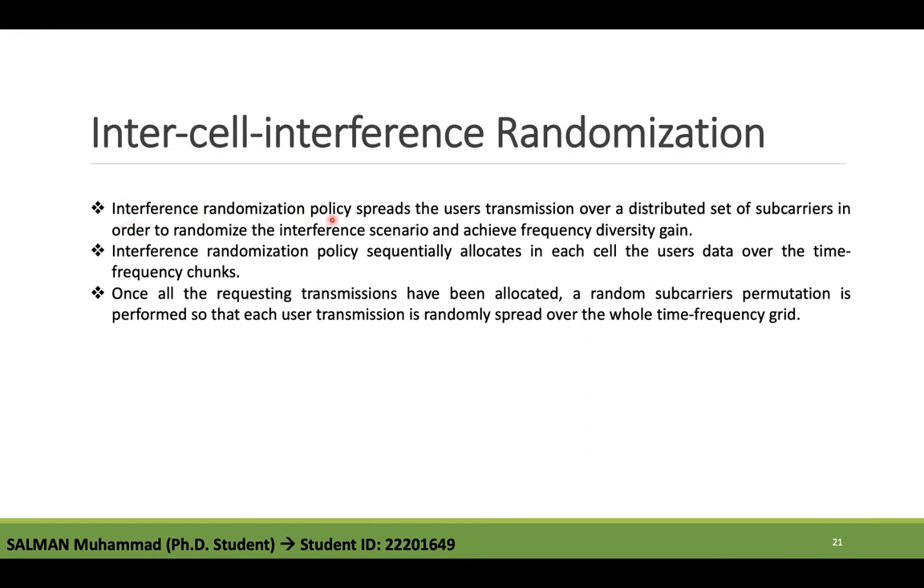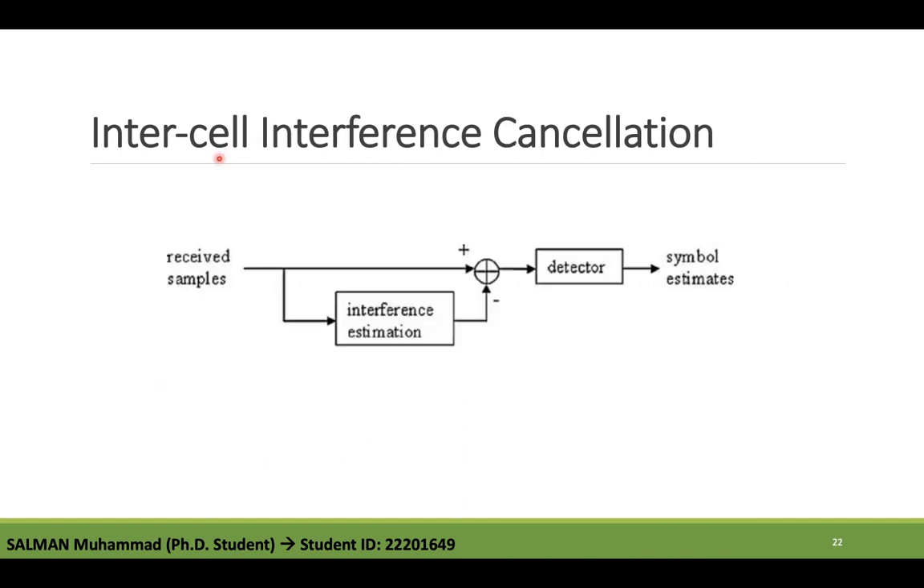The interference randomization policy spreads the user transmission over a distributed set of subcarriers in order to randomize the interference scenario and achieve frequency diversity gain. The interference randomization policy sequentially allocates in each cell the user data over the time frequency chunks, and once all the requesting transmissions have been allocated, a random subcarrier permutation is performed so that each user is randomly spread over the whole time frequency grid. The next technique is the inter-cell interference cancellation.